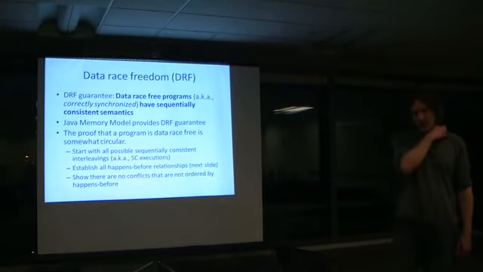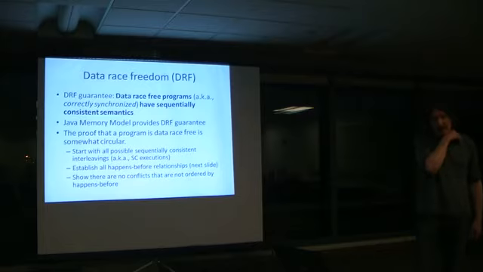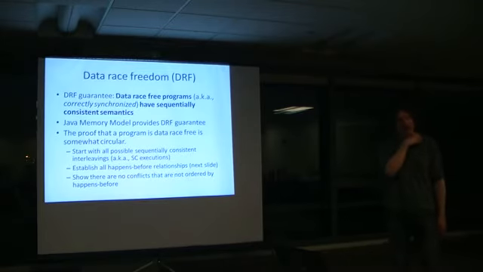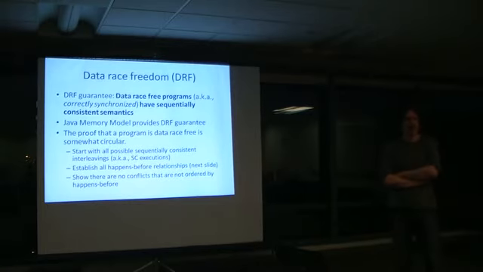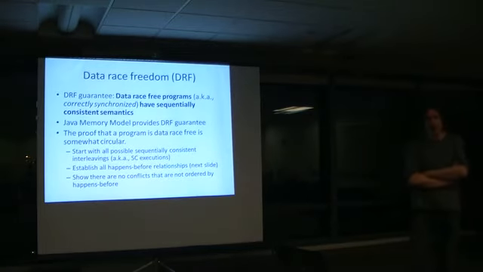Now, in order to prove that the program has no data races, how can you do that? It's not a trivial thing, right? Especially if you have these keywords like volatile. Does it guarantee that there are no data races or not? In some cases, yes. In some cases, no.